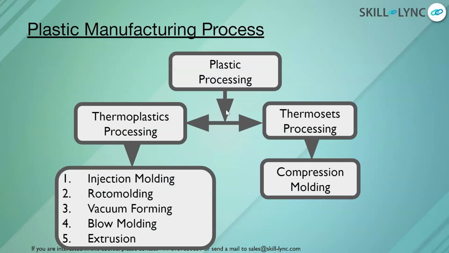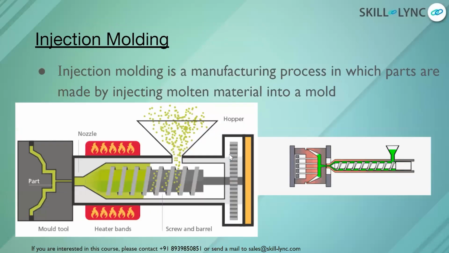Majorly, when we are talking about engineered plastics, we need to understand the plastic processing or manufacturing process. Thermoplastics can be processed using multiple methods: injection molding, roto molding, vacuum forming, blow molding, extrusion, etc. Thermoset processing is generally based on compression molding. Since these are hard plastics, we use the compression molding process for thermosets. We'll try to understand some of the processes used and how they are done. Starting with injection molding.